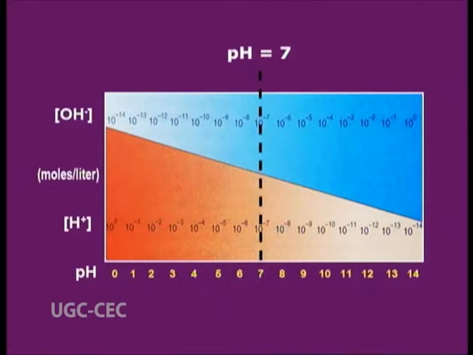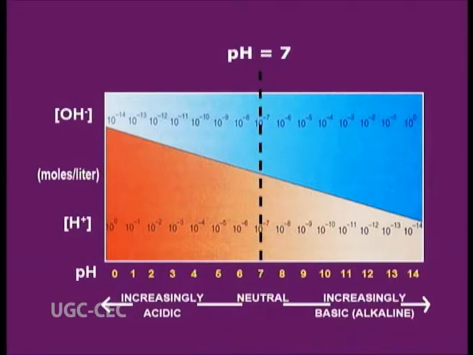The midpoint of the pH scale is 7, where the concentrations of hydrogen ion and hydroxyl ion are equal. A substance with a pH of 7, such as pure water, is neutral. A solution that has more hydrogen ion than hydroxyl ion is an acidic solution and has a pH below 7. A solution that has more hydroxyl ion than hydrogen ion is a basic, or what we call an alkaline, solution and has a pH above 7.